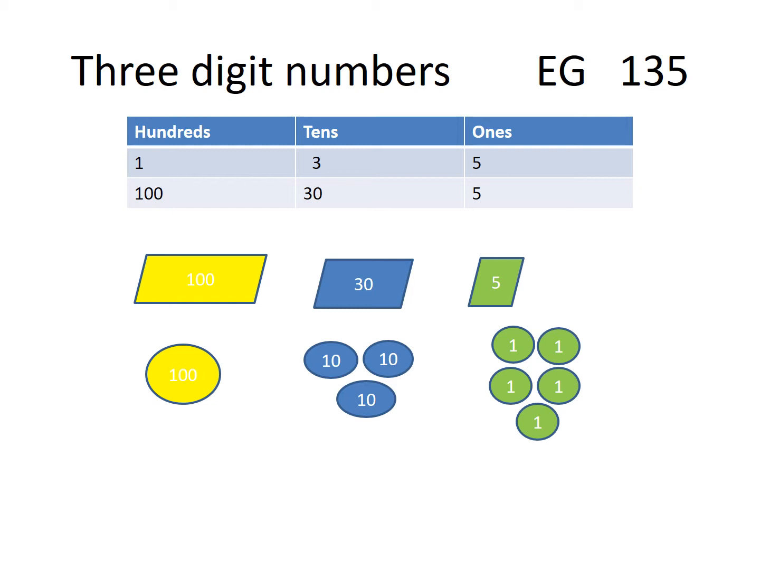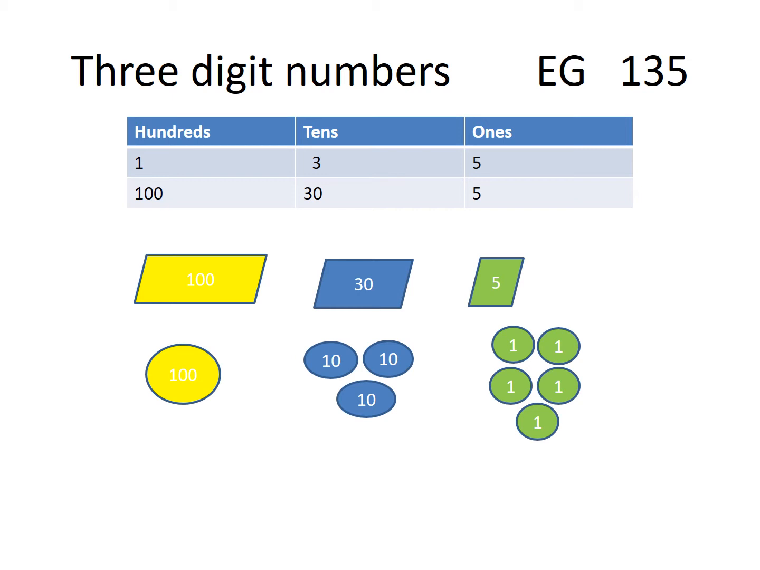Now underneath you'll see what these look like when they're partitioned. Remember, partitioning is when you break up a number into hundreds, tens and ones. So we have 100 plus 30 plus 5 will give us that 135.